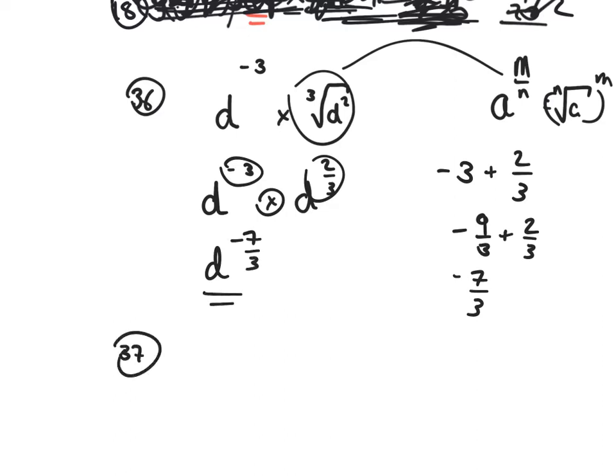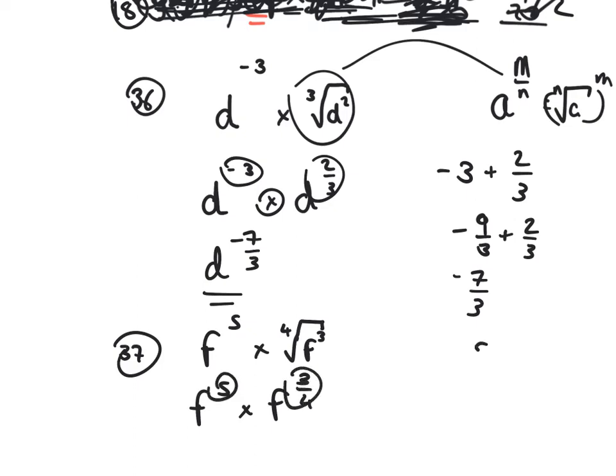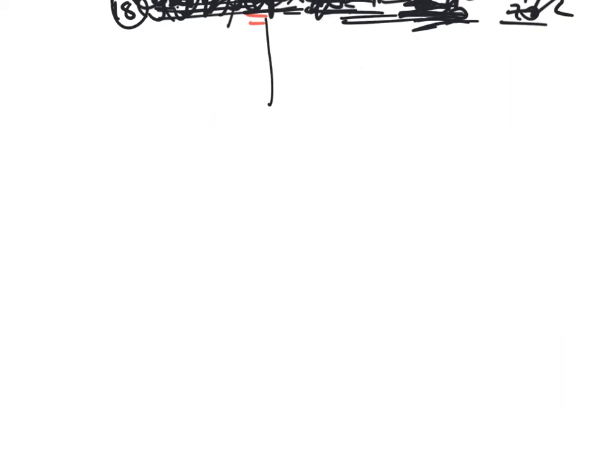Example 37. f to the 5 multiplied by the 4th root of f cubed. So that's f to the 5 multiplied by f to the 3 over 4. I'm going to add these. So 5 plus 3/4 is 5 3/4, and that will give me 23/4. f to the 23/4.